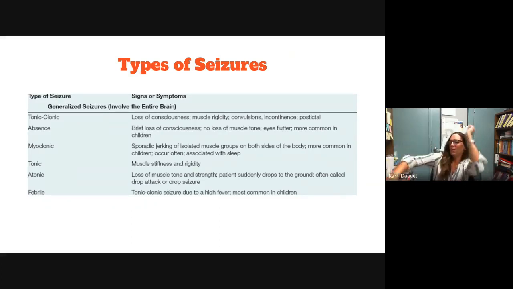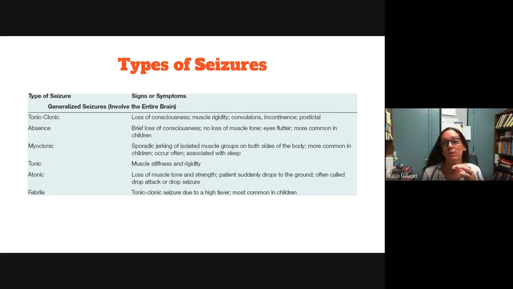It is not like you see on TV where these patients are doing all of this. It's typically muscles get super tight and then they're going to jerk. So it's not this whole big flailing thing that happens on a real generalized seizure.